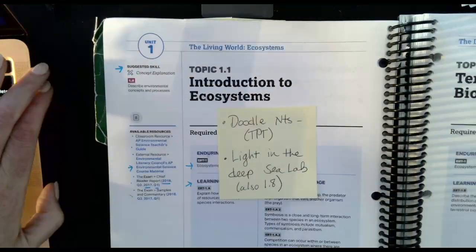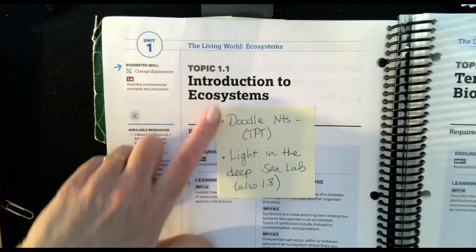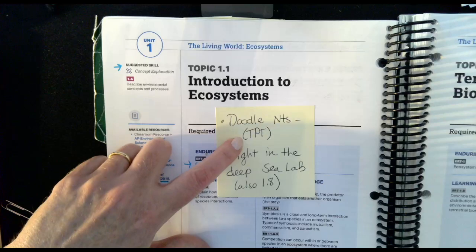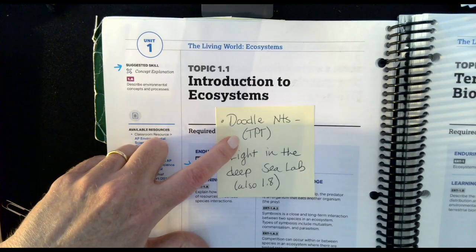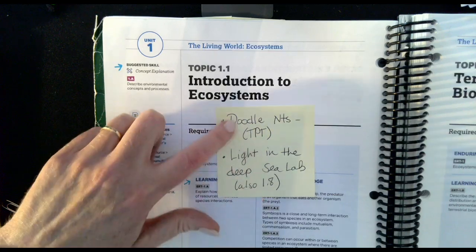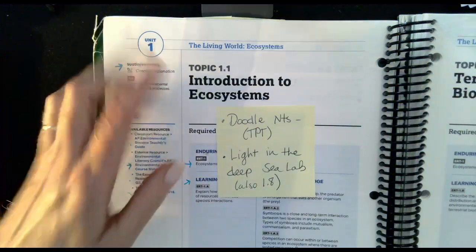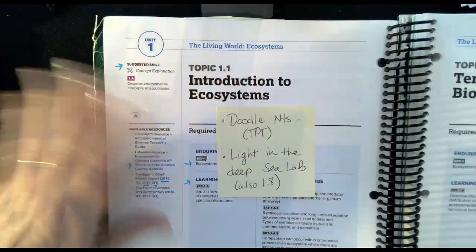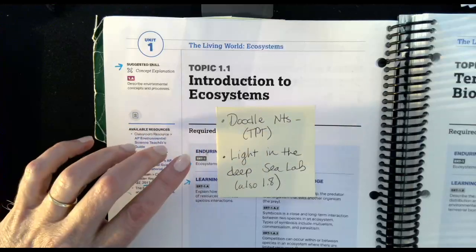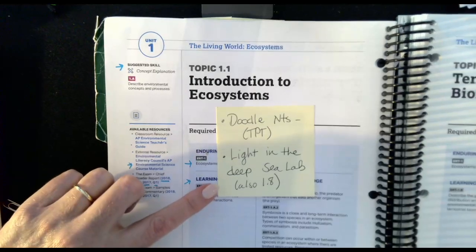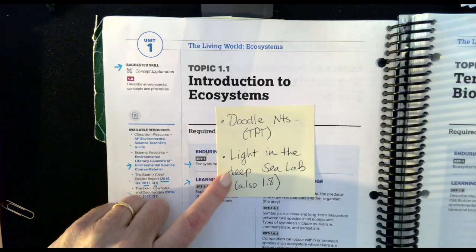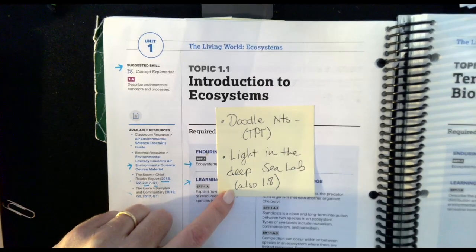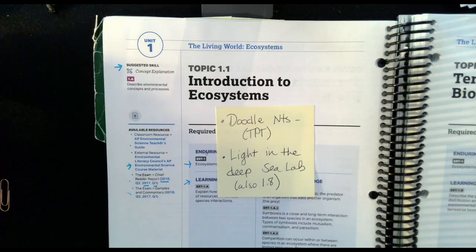So what I do in topic 1 is I bought some doodle notes on TPT. I'm not going to always tell you when I have purchased notes. I'm not an artist, so I buy some things that people have made, but you don't need to buy anything. You have everything you need in my Google Drive for you. So again, you don't have to buy anything. I do the light in the deep sea lab here. It also covers 1.8, so you can choose to do it in either location.